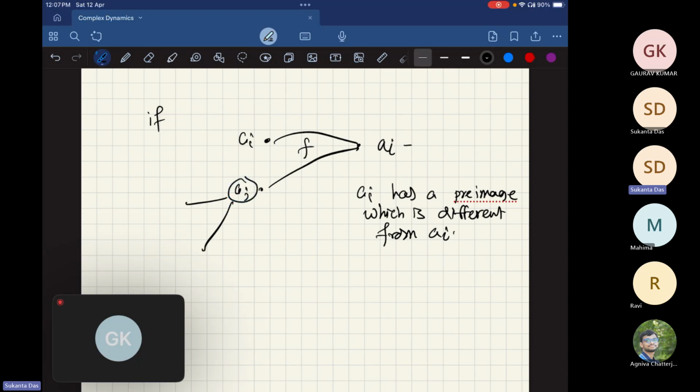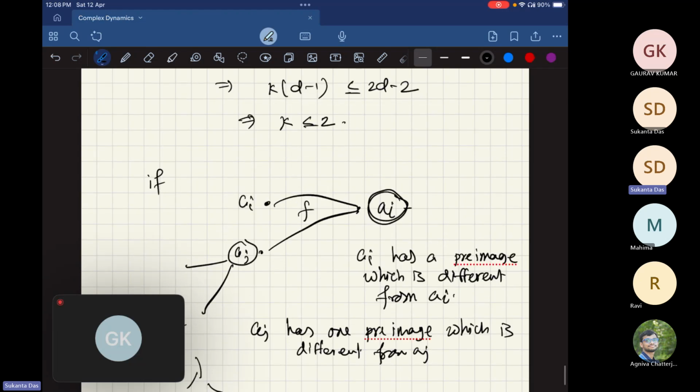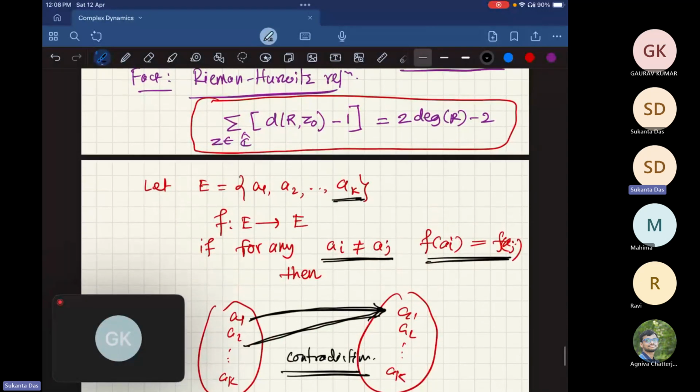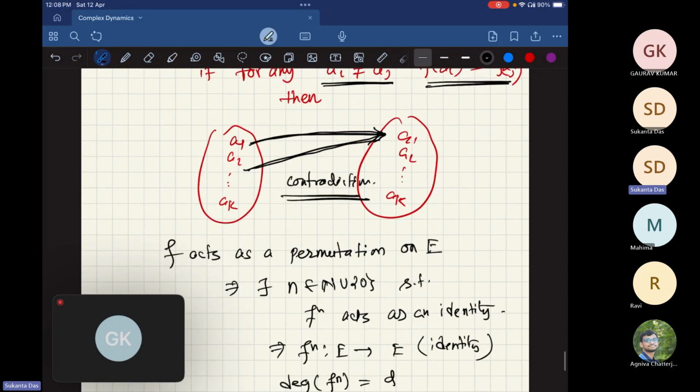And similarly, if you take the pre-image of this, you can say that a_j has one pre-image which is different from a_j, and you keep on doing this. So ultimately you will get that a_i has a backward orbit which is infinite, but it cannot happen because our a_i is coming from the set E, for which the backward orbit is finite. So that is why this correspondence is not possible, and that is why f will act as a permutation map on this set E. Correct?